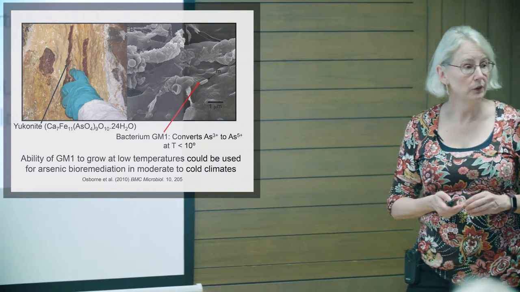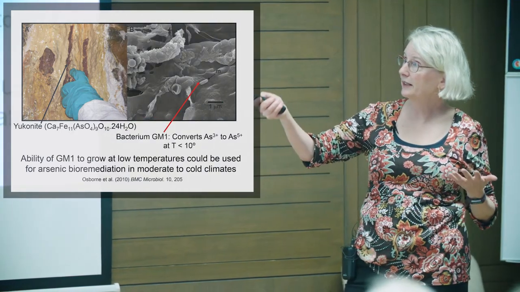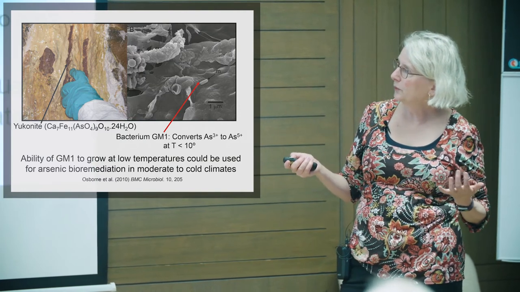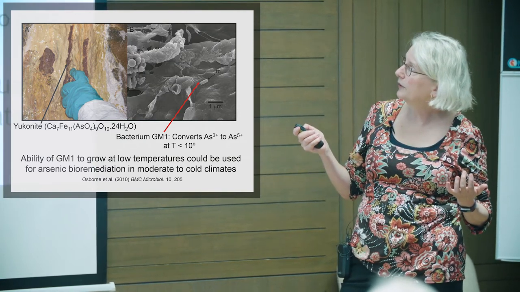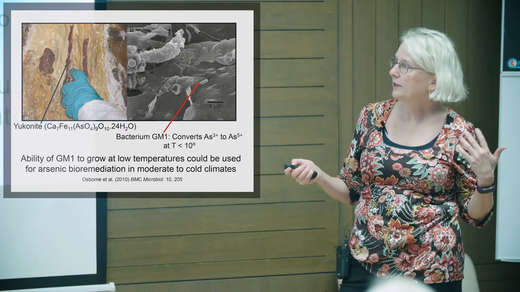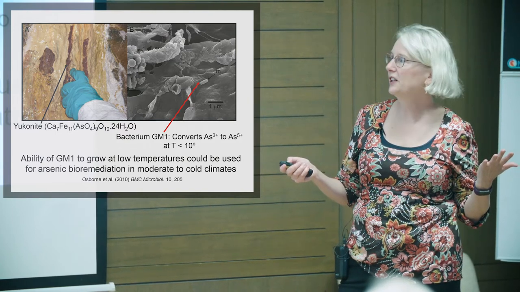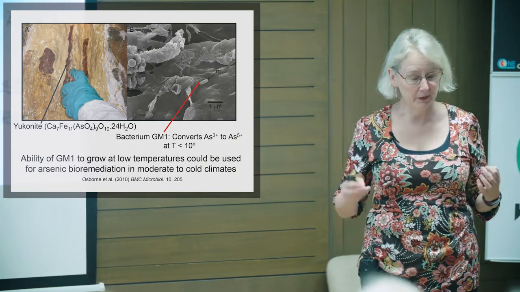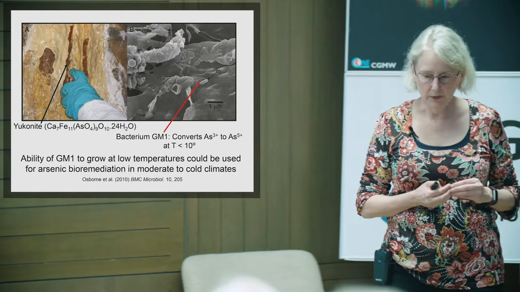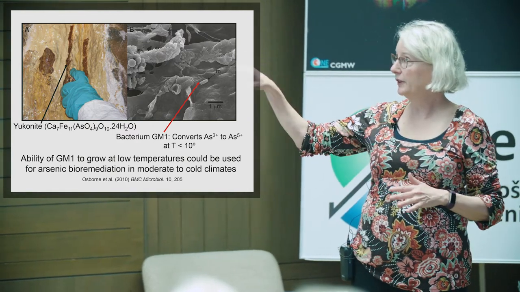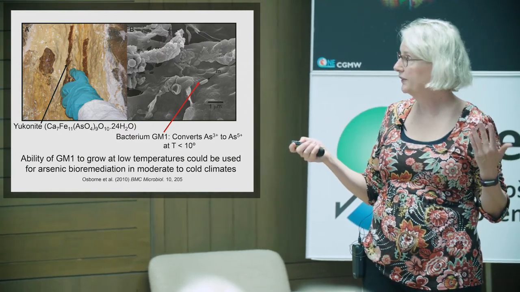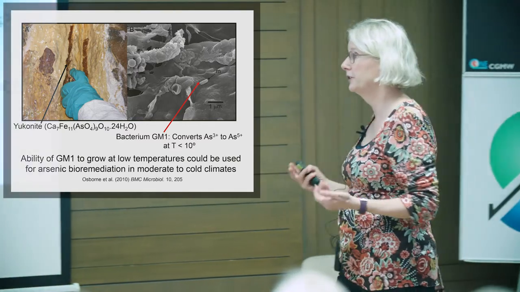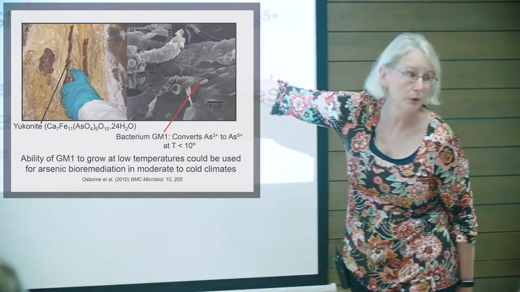So Joanne had a student who studied some of the bacteria that were in this slime. And Tom, the student, was able to isolate this bacterium here that you can see and called it, you can call bacteria what you like. So they called it GM1, Giant Mine 1. This was 2010. Joanne herself had worked on bacteria that oxidize arsenic 3+ to arsenic 5+. So she knew a lot about it. But this was the first time a bacterium had been isolated that could do it at such low temperatures.